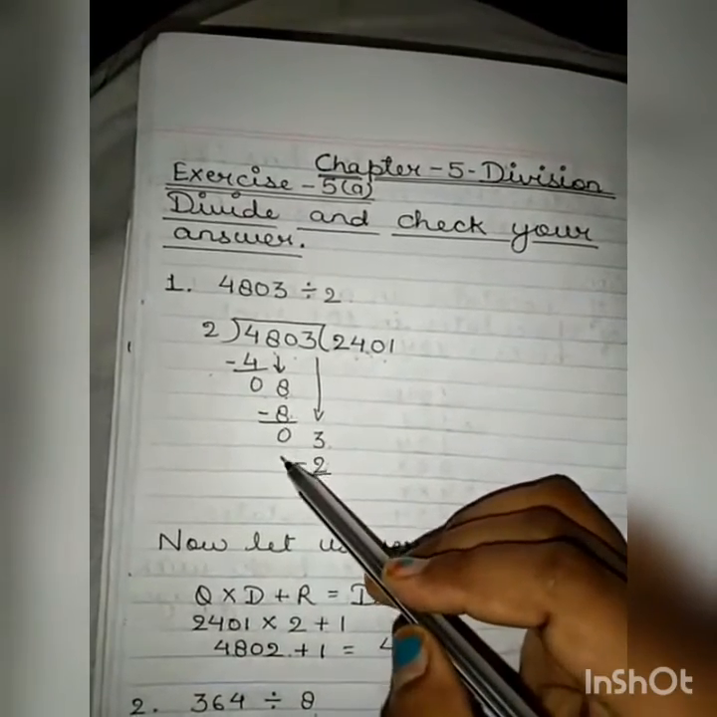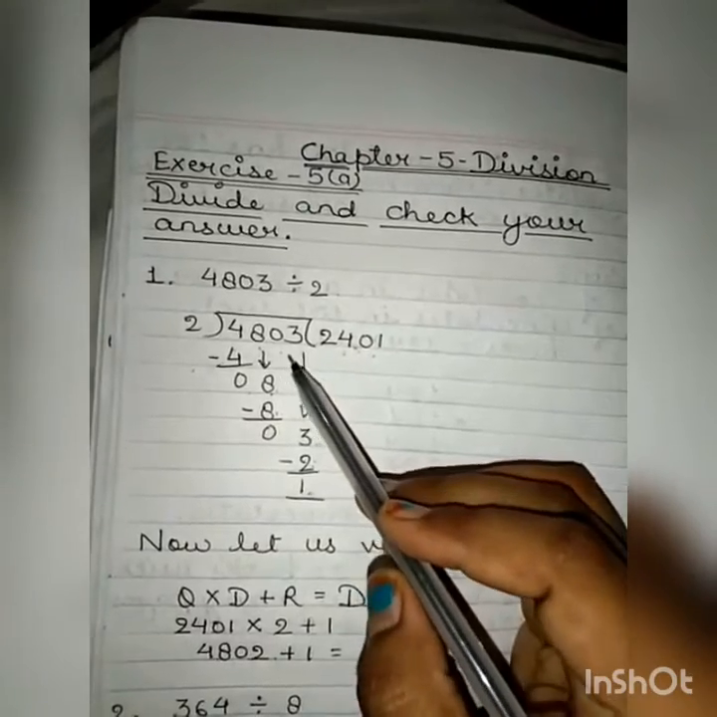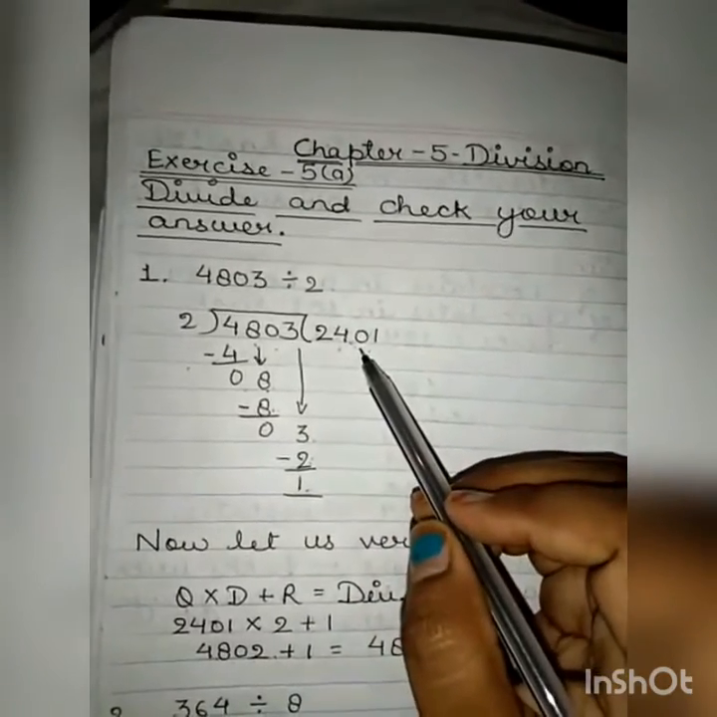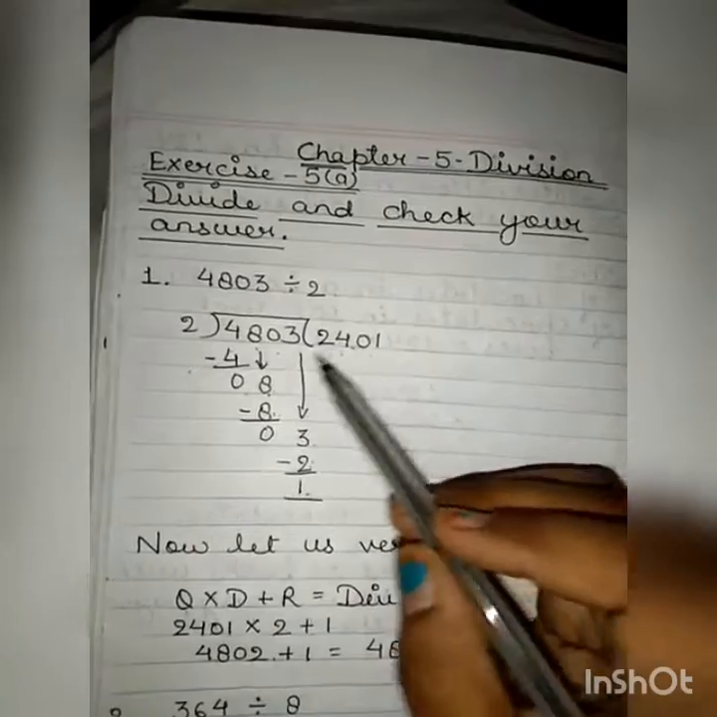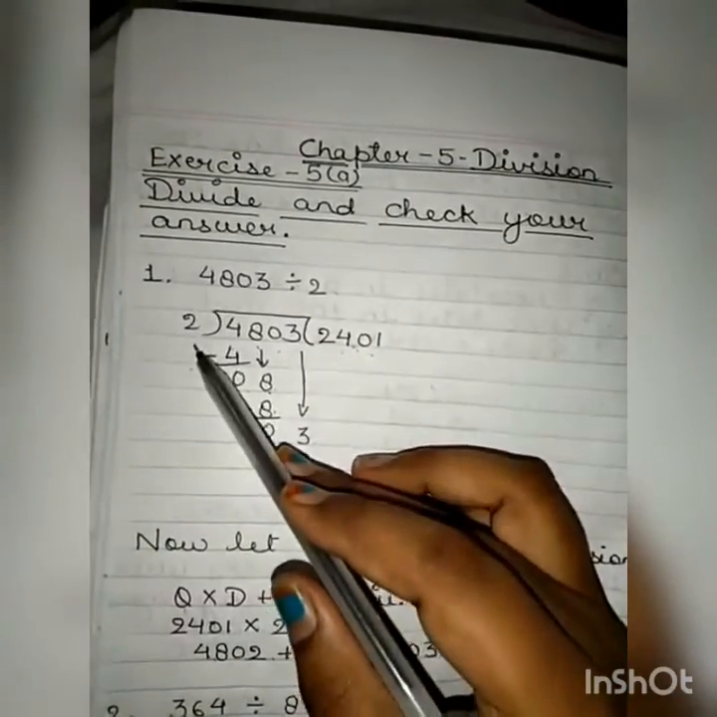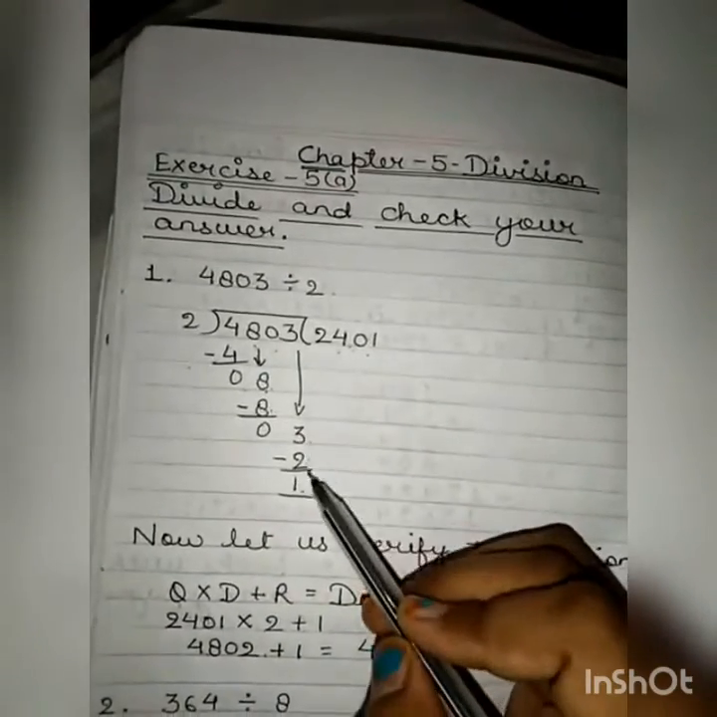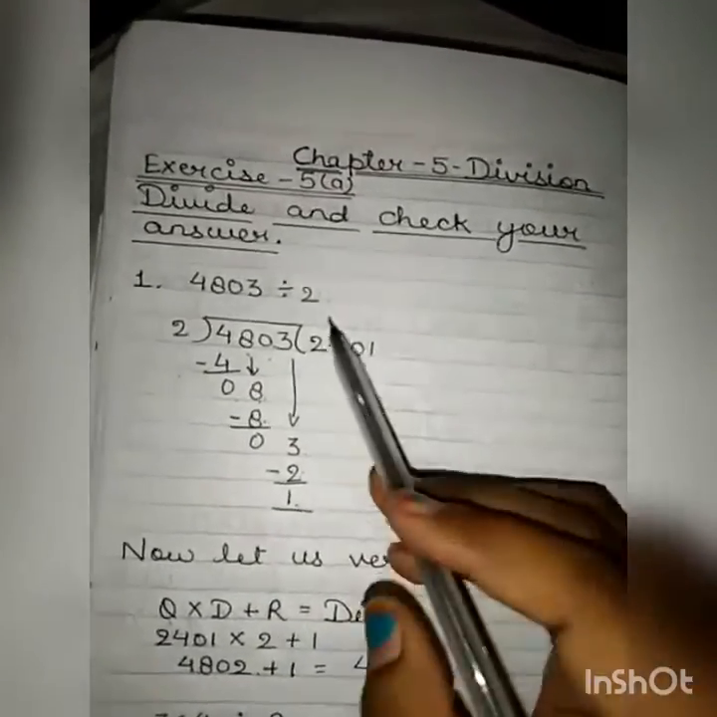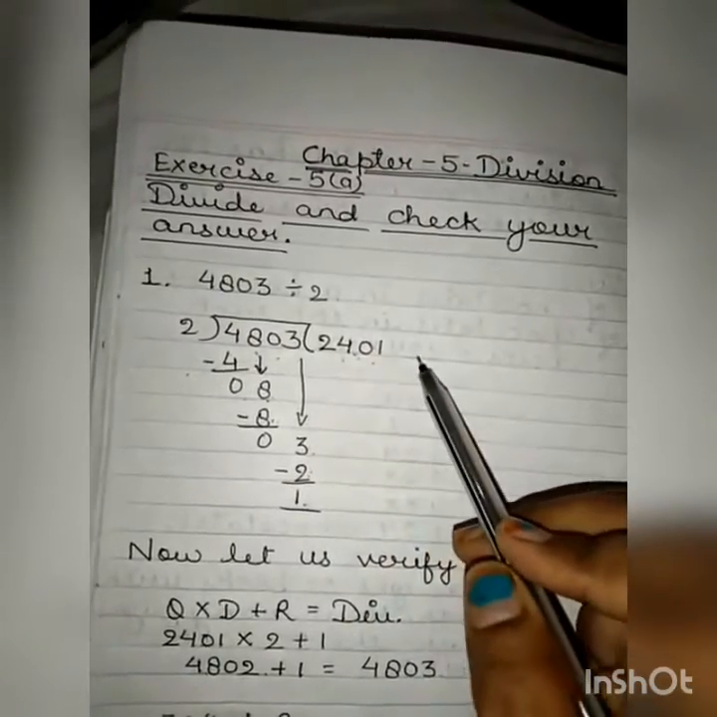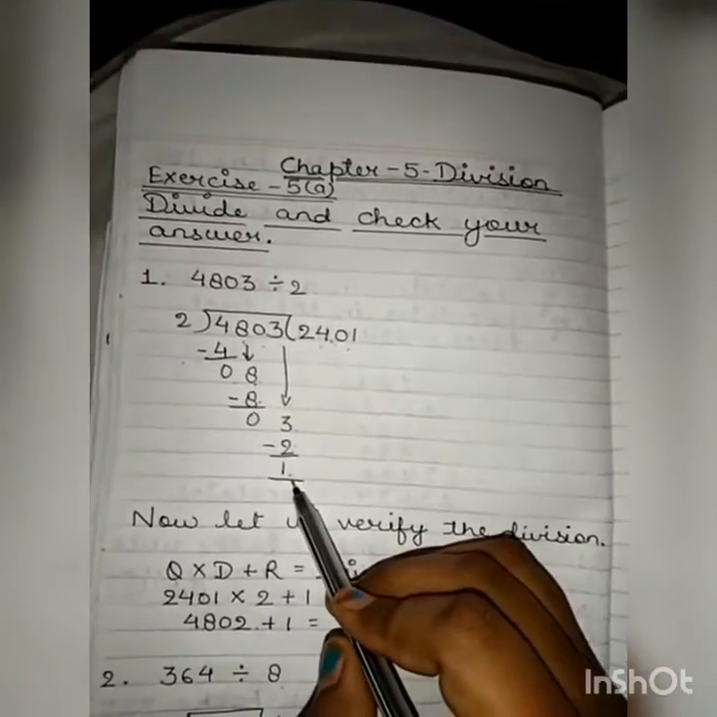8 minus 8, 0. Now after 8, 0 is given. What will we do with this 0? We will take this 0 to the quotient. We will write it here. Then we will take the next number 3 and divide by 2. 2 1s are 2, so 3 minus 2 is 1. So children, 2401 is the quotient and the number left over after the division is the remainder.